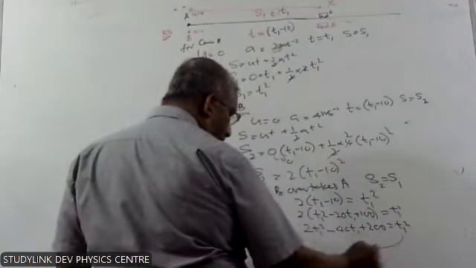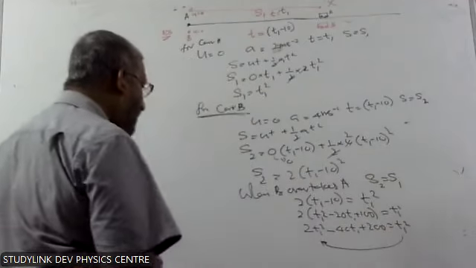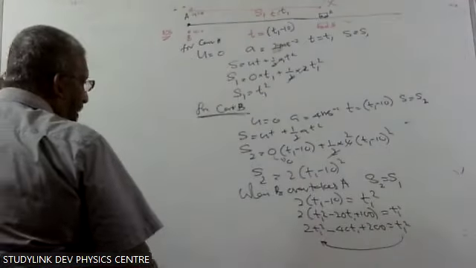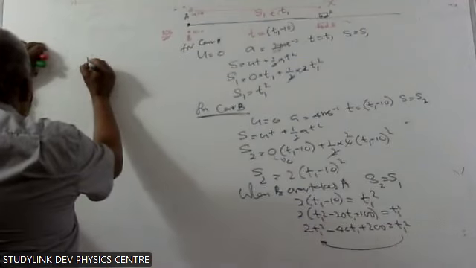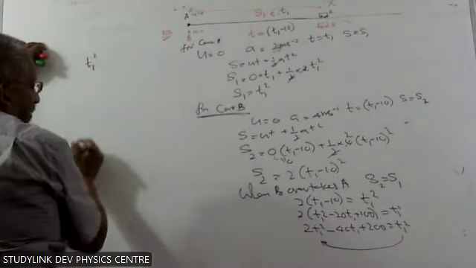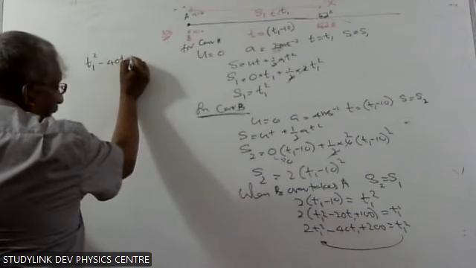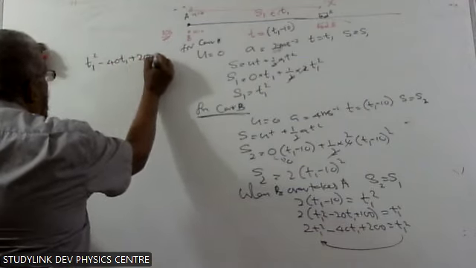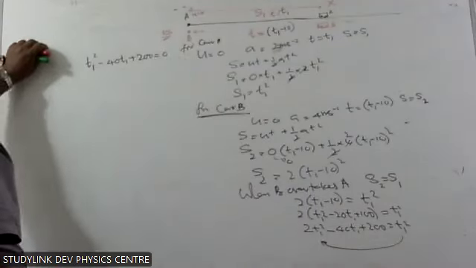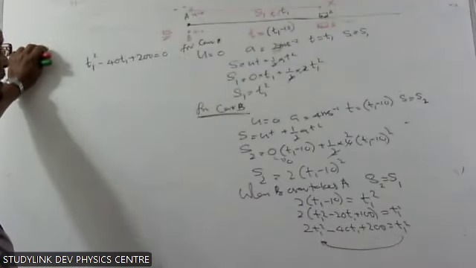This T1 squared can be taken to this side. Then you get 2 T1 squared minus T1 squared, so T1 squared minus 40 T1 plus 200 is equal to 0. This is a quadratic equation.